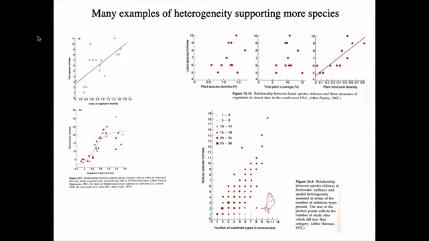Here's the number of substrate types in a stream, and here's the number of snail species that can live there. This is basically one type of substrate, maybe silt. And here, there are patches of silt, patches of sand, patches of big rocks, there are boulders. Species diversity is clearly related to heterogeneity. Okay. And here are lizard species.